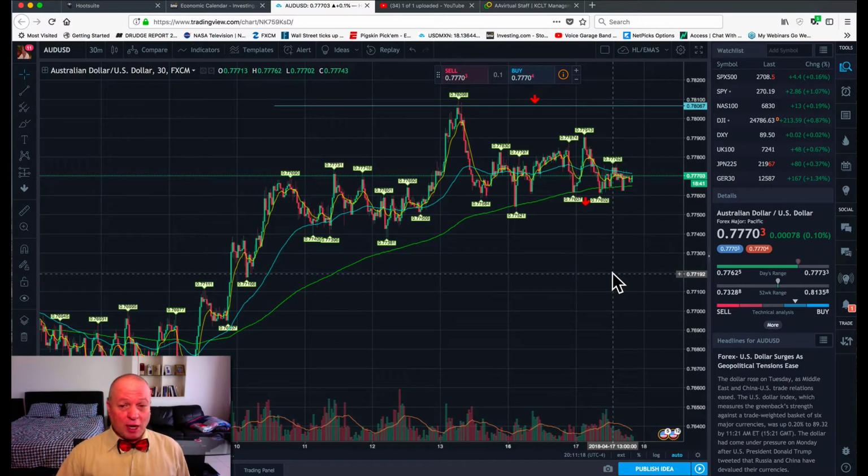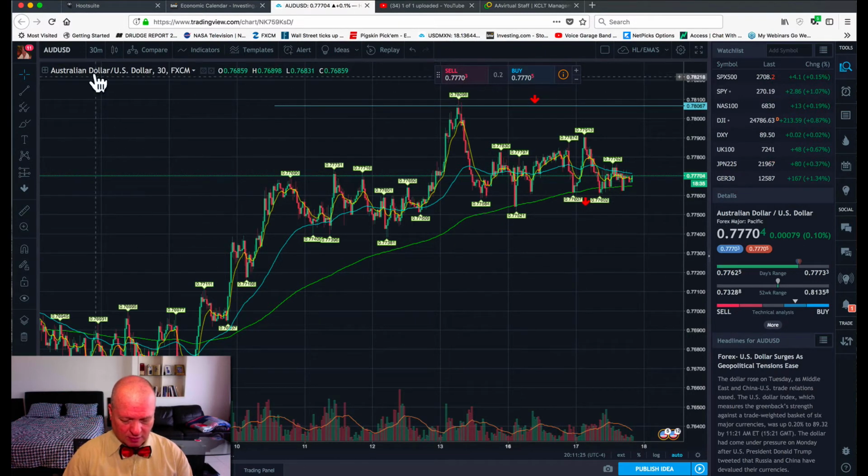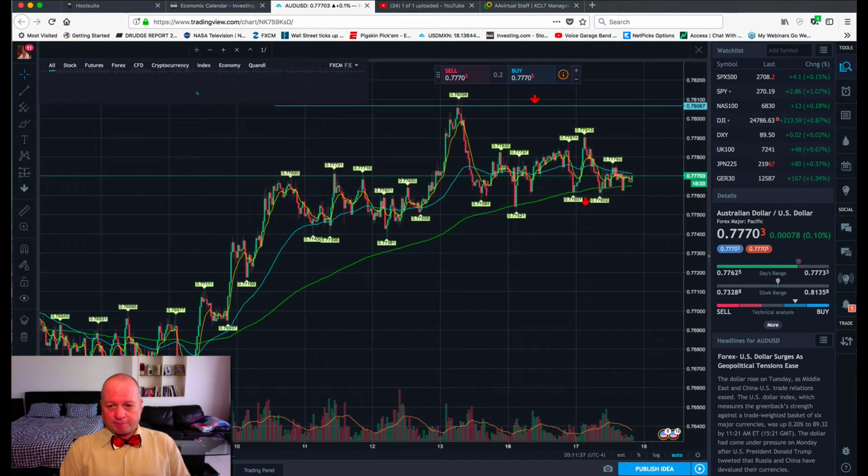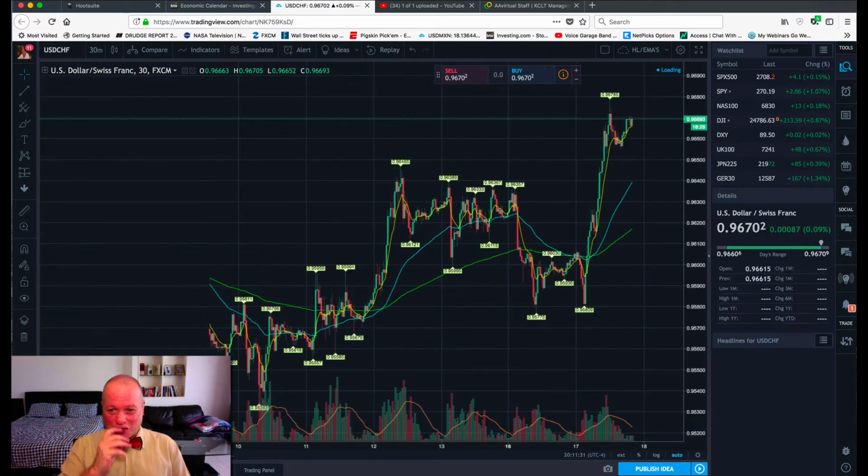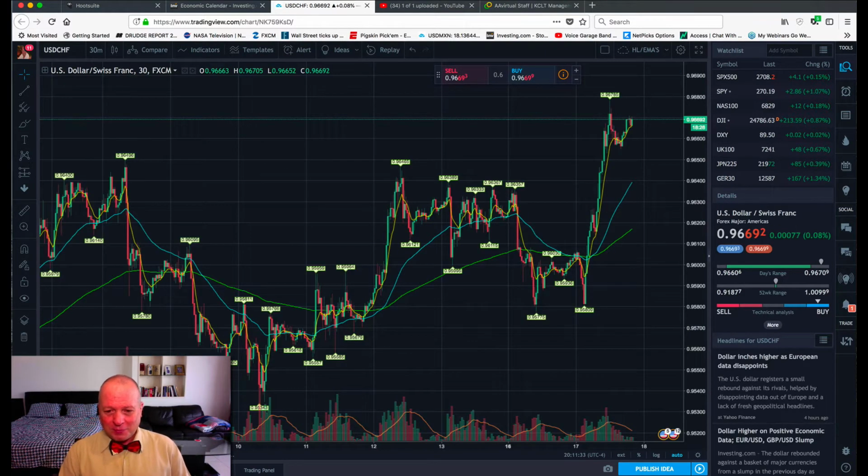Other one I was looking at this morning, which we don't look at very often, is the dollar Swiss. Look at this baby. This just screams opportunity. Absolutely screams opportunity. So, I like this, right? And at 96.80, I'd be looking to sell this bad boy. Absolutely. Right there, baby.